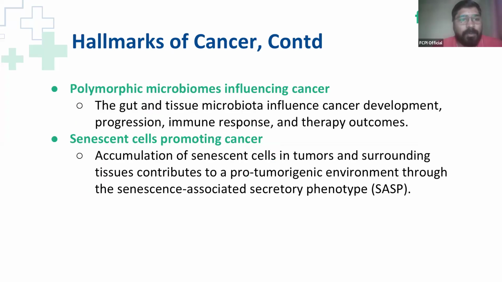Next slide. Polymorphic microbes influencing cancer. Generally the microbes which are present in our gut, an example is H. pylori infection. Chronic H. pylori infection can cause gastric cancers. And senescent cells promoting cancer. Accumulation of senescent cells in tumors and surrounding tissues contributes to a pro-tumorigenic environment through the senescence-associated secretory phenotype. Here, these cells go into a non-dividing state and start replication after some time.